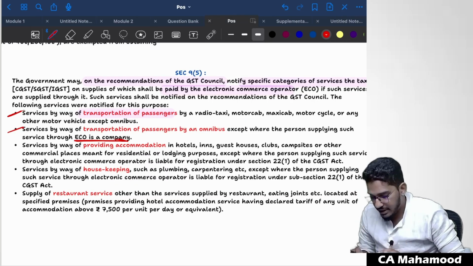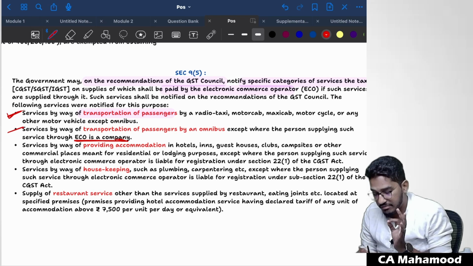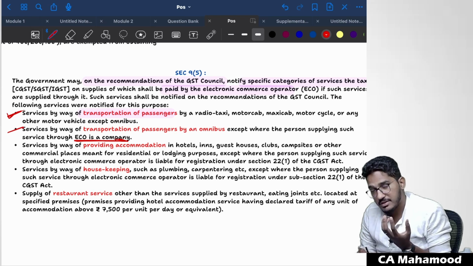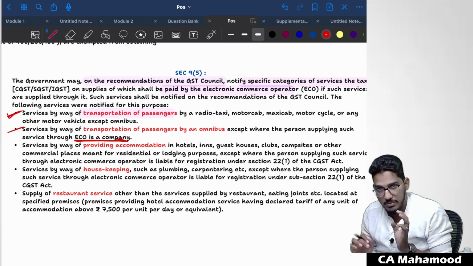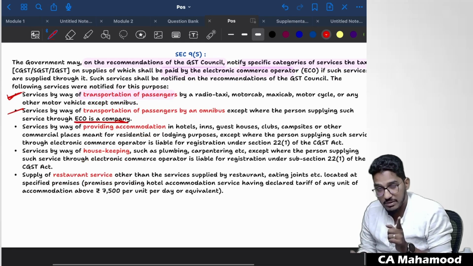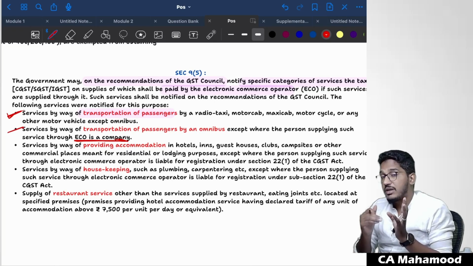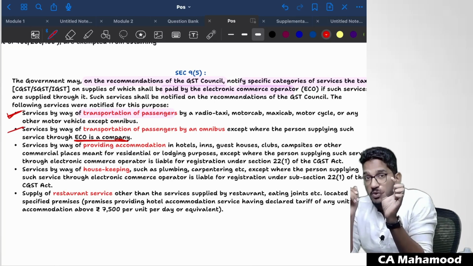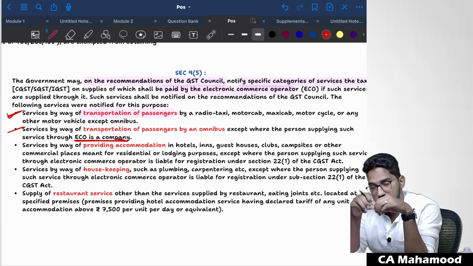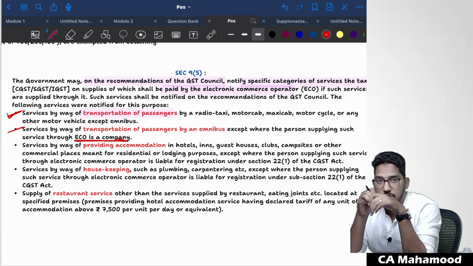This was actually an amendment. So the first service getting covered under 9(5) is services by way of transportation of passengers provided by anybody by way of radio taxi, motor cab, maxi cab, motorcycle or any other vehicle except omnibus. However, if a person is providing transportation of passengers through omnibus, and that service provider is a company, then that service provider only will collect the GST and pay to the government.